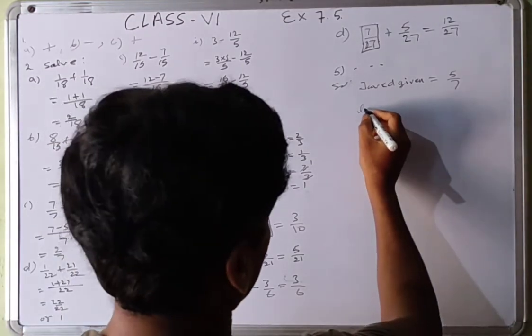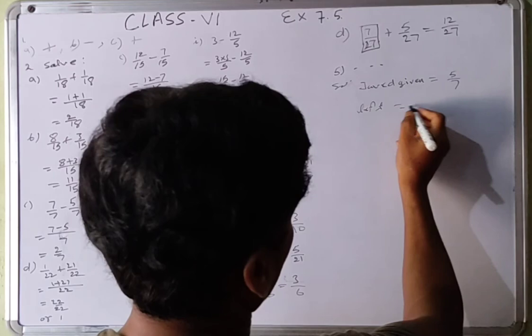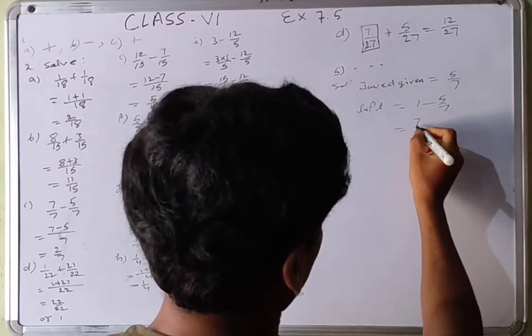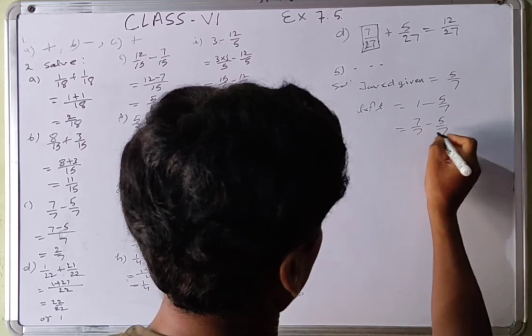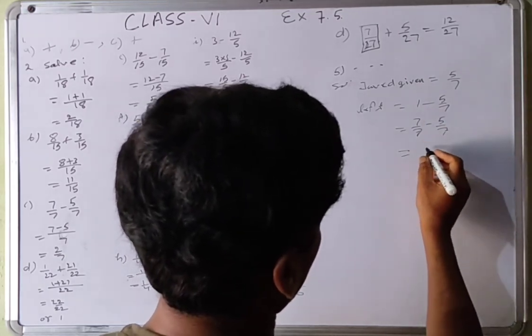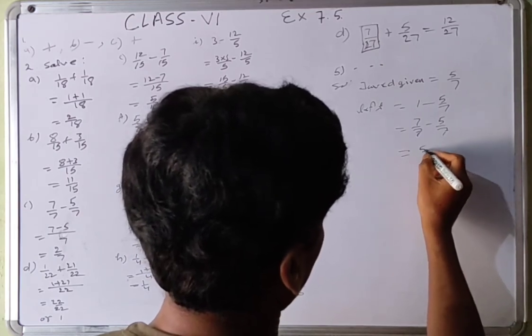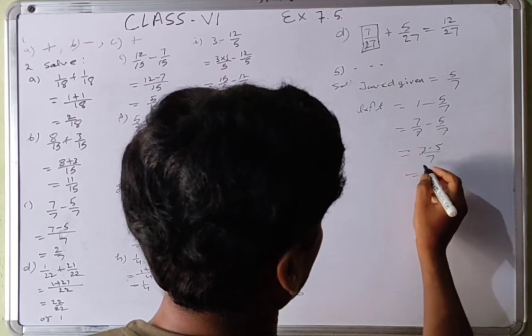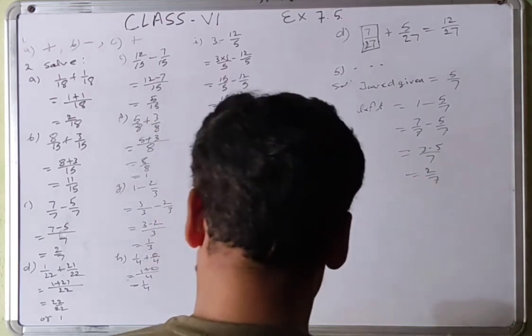So left is equal to 1 minus 5 upon 7. That will be 7 upon 7 minus 5 upon 7, for making the equal denominator. So that will be 7 minus 5 upon 7. So that is 2 upon 7. Okay.